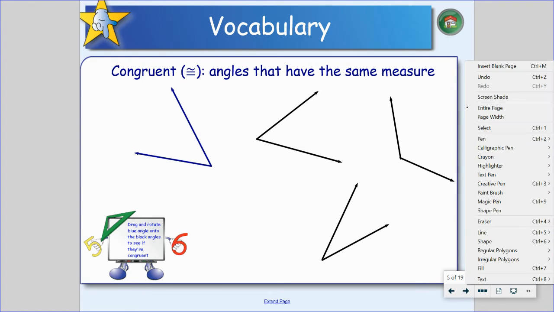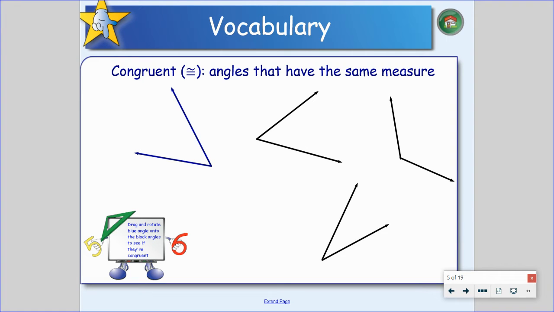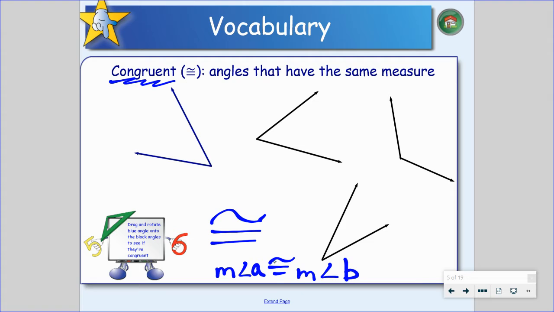Meanwhile, we're going to talk about some other stuff. So let's go ahead and talk about the word congruent. Congruent angles have the same exact measure. Now to write the symbol for congruent, you make it look like an equal sign and then put a little tilde, a little swirl on top. So if you want to say the measure of angle A is congruent to the measure of angle B, you would put that little equal sign with a symbol on top of that.